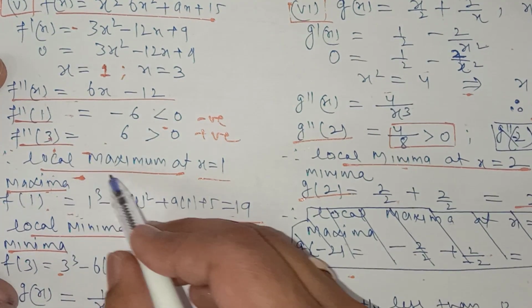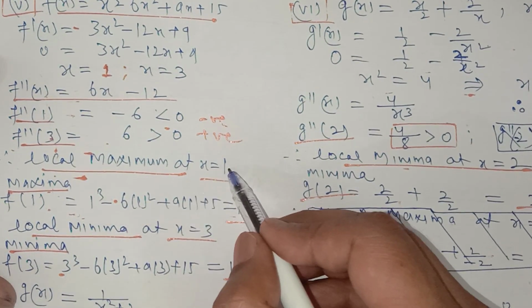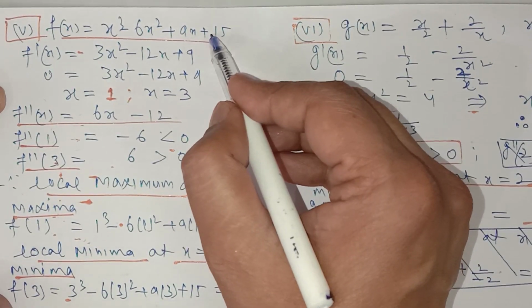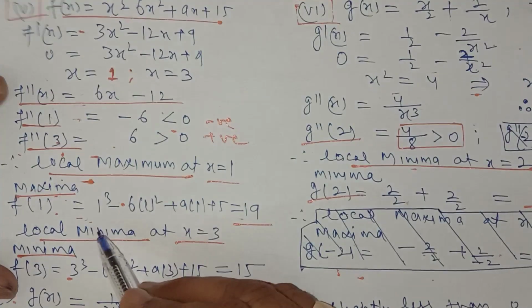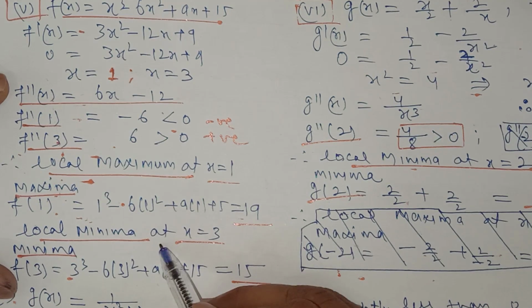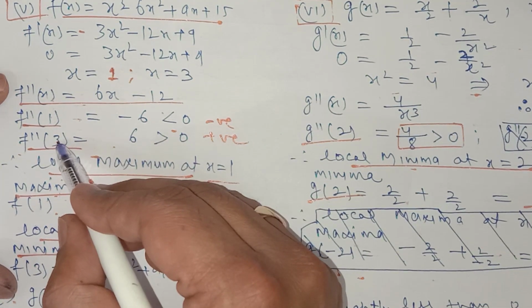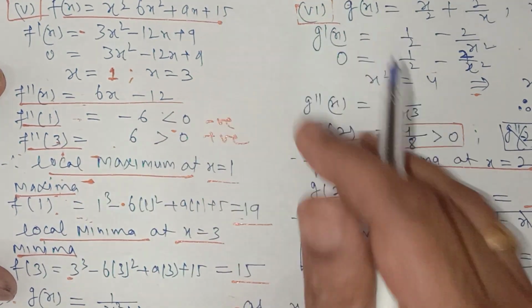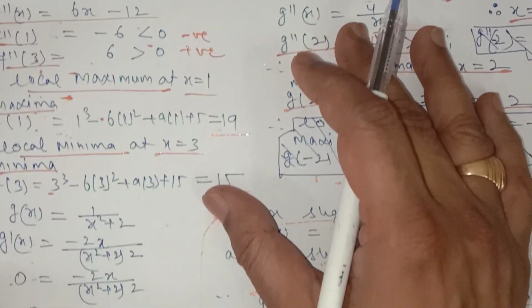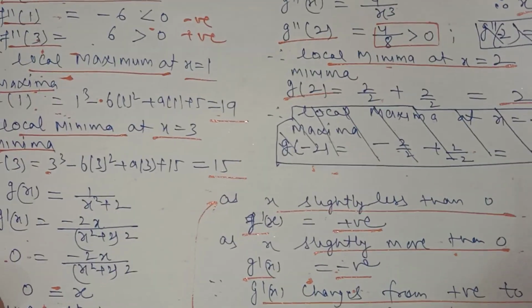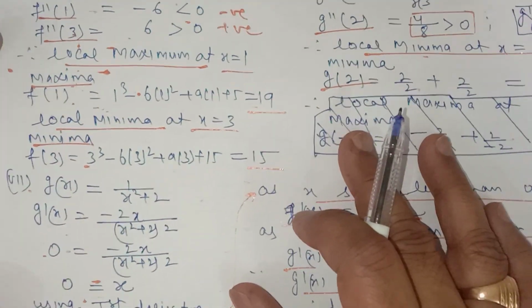So the local maximum value will be obtained by putting x is equal to 1 in the original function, that is f(1), and the local minimum value will be obtained by putting the value of x is equal to 3 in the original function. This is the simple method to find the maximum and minimum value of the given function.